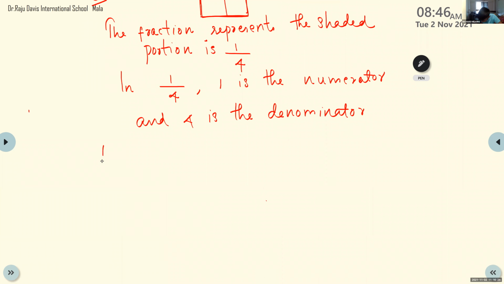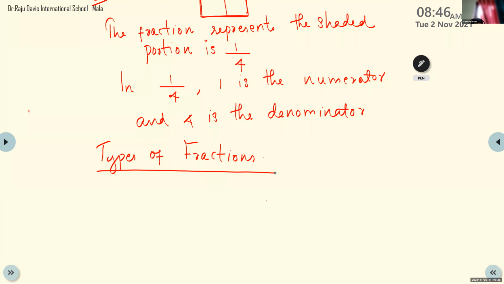Types of fractions: proper fraction, improper fraction, mixed fraction. Write the heading: types of fraction.